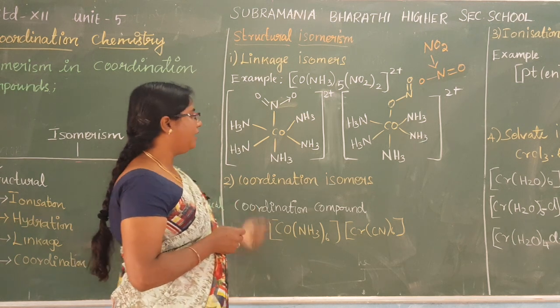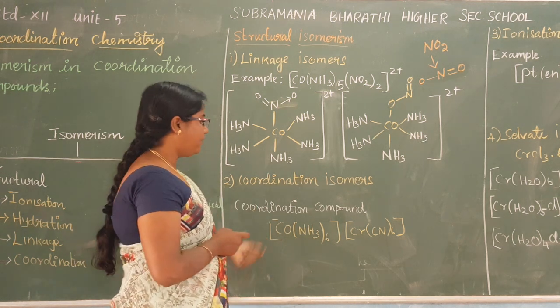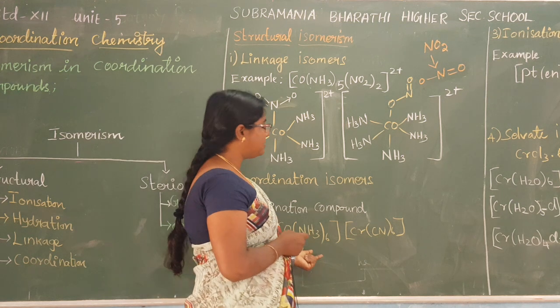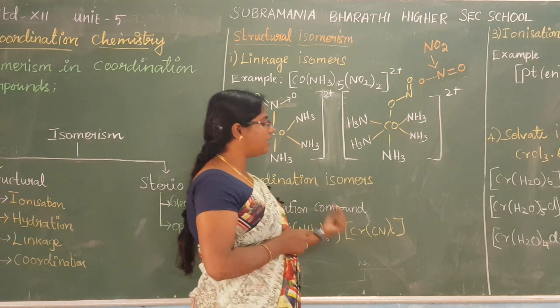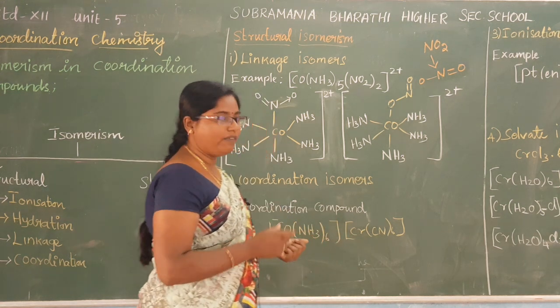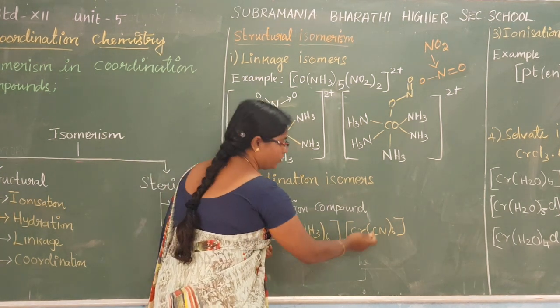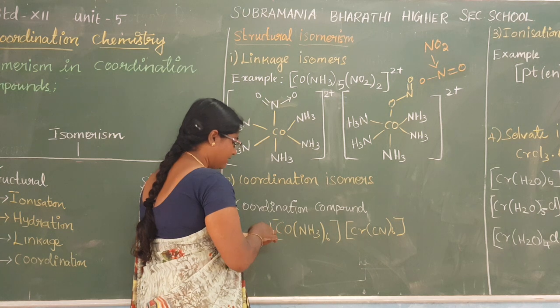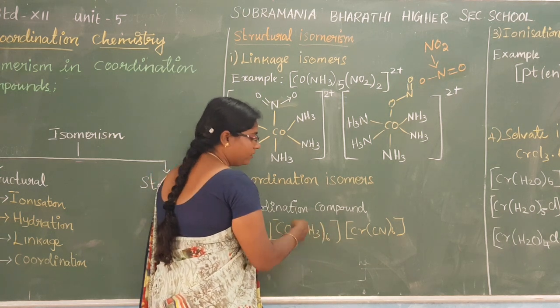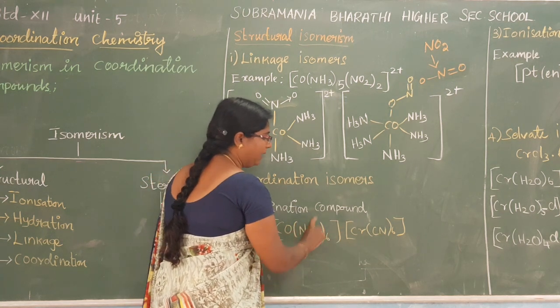At that time we are getting the coordination isomer. Say for example, consider this as a cationic complex and this as an anionic complex. What will happen? There will be an interchange of ligands between these two. Interchange of ligands in the sense, within the compound, within the molecule, the ligands will be interchanged.